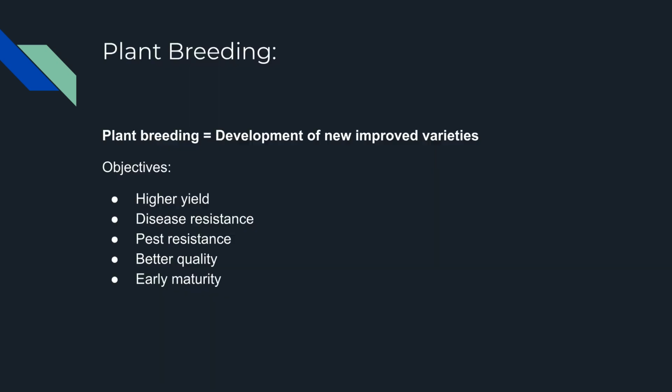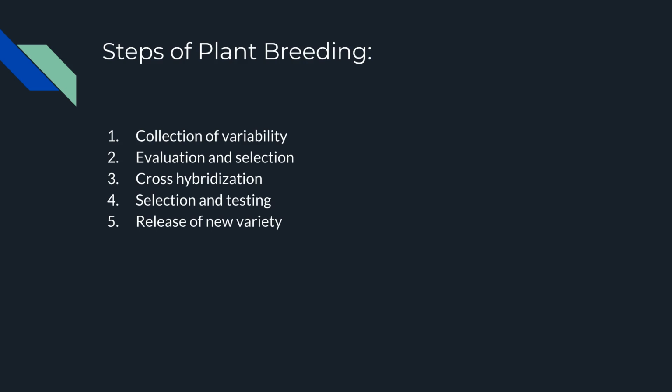Plant breeding is the development of new, improved varieties of plants. Key objectives include achieving a higher yield, disease and pest resistance, better quality, and early maturity. The steps of plant breeding involve 5 main stages: collection of variability, evaluation and selection of parents, cross-hybridization, selection and testing of superior recombinants, and finally, the release of a new variety.